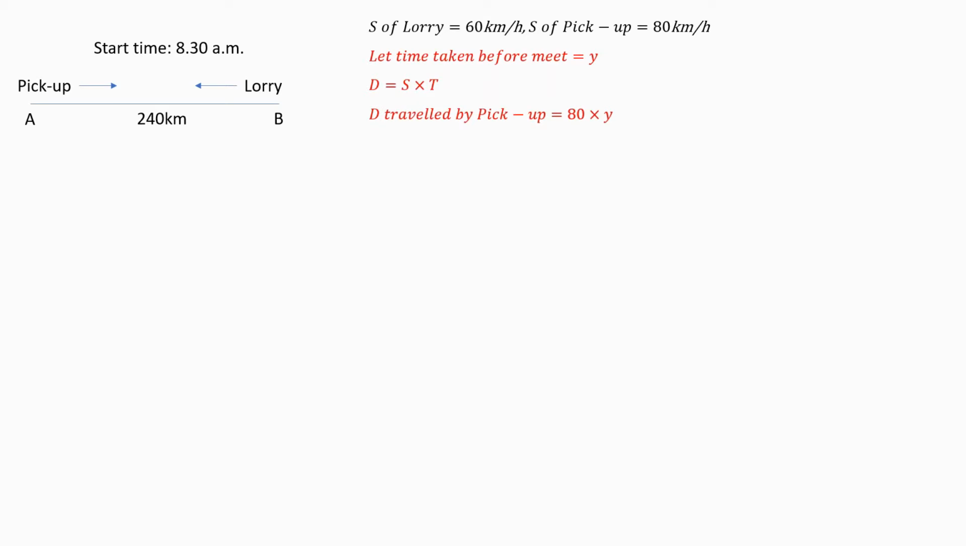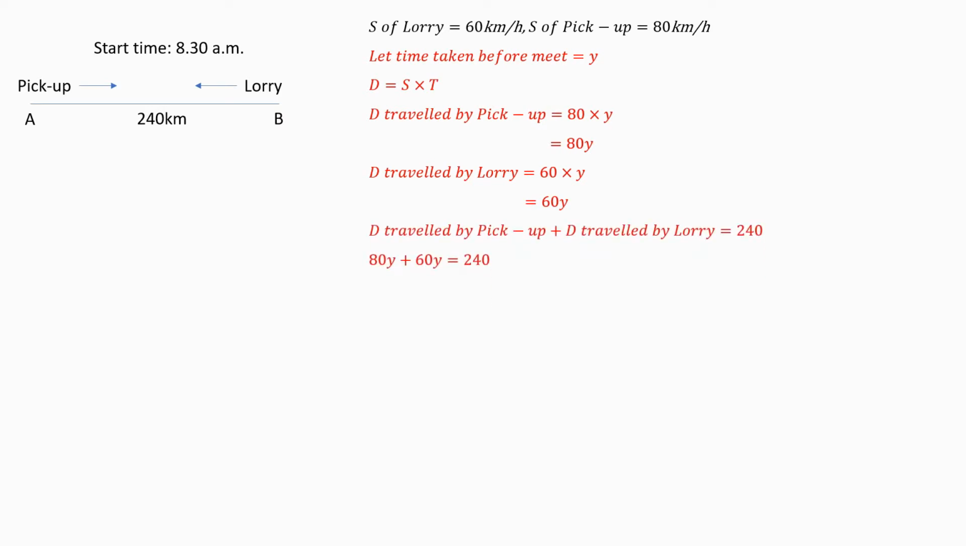So the distance traveled by the pickup is the speed, which is 80, times y, which is the time taken, and that is 80y, and the distance traveled by the lorry is 60 times y, which is 60y. Since they are moving in opposite directions, at the time of meeting they have together covered a distance of 240 kilometers. So 80y plus 60y is equal to 240.